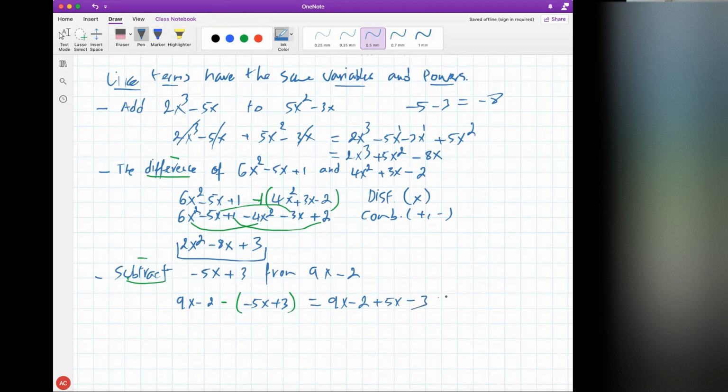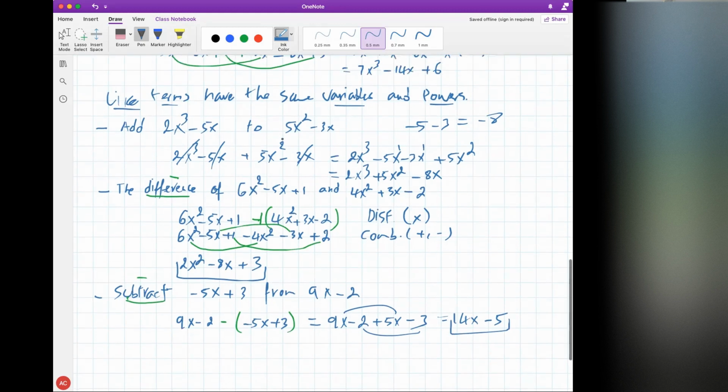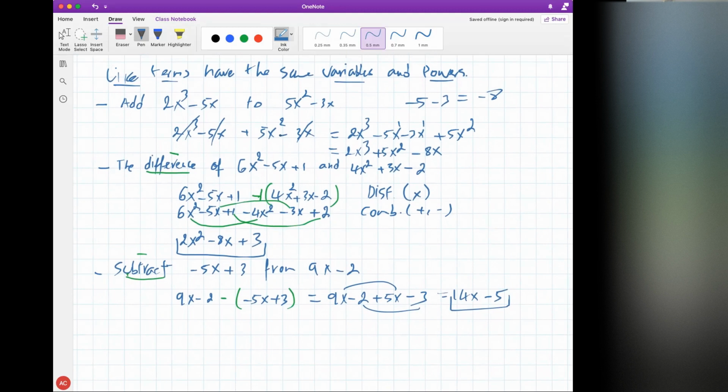Negative 3. Of course, combine these, combine those. So this would be 14x, 14x minus 5. Right? So these are the main words we use for subtracting these polynomials. You may see some other words, but again, be careful with the wording, and that tells you the order.